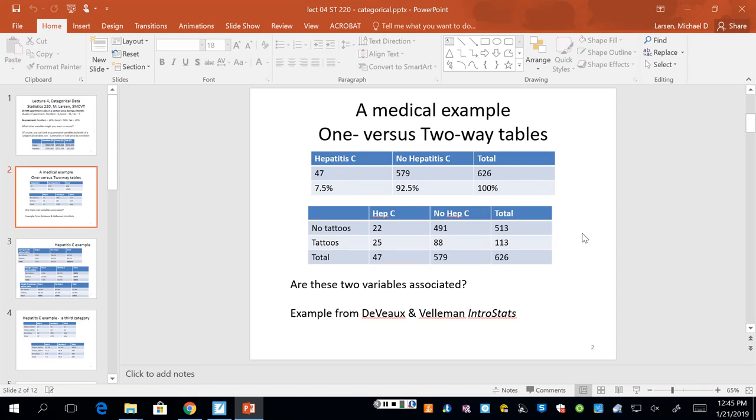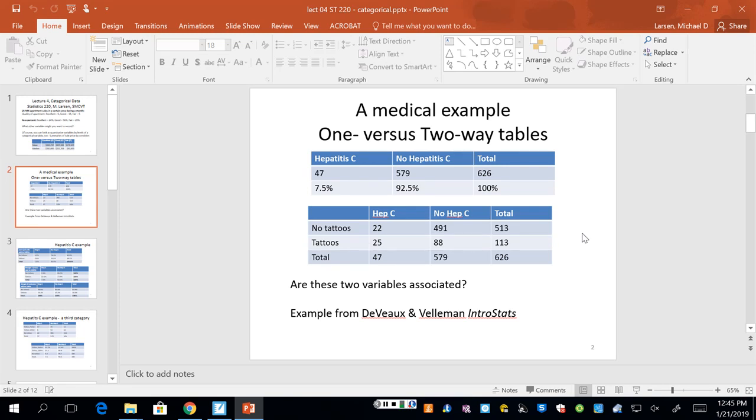So less than a fourth if they have Hep C, right? 22 out of 47 don't have tattoos, sorry, 25 out of 57. So about half, or maybe around half, something like that. But it's really a lot less right there, right? So we will look at different percentages.